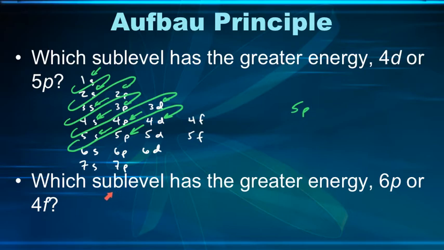So why don't you try this one here? Which sublevel has the greatest energy, 6p or 4f? Consult this up here if you're not sure. You'd have to keep filling in the lines like I have. So if we fill this in all the way out until we hit both of these, it goes 4f, 5d, 6p. So these 6p orbitals have greater energy than the 4f orbitals.